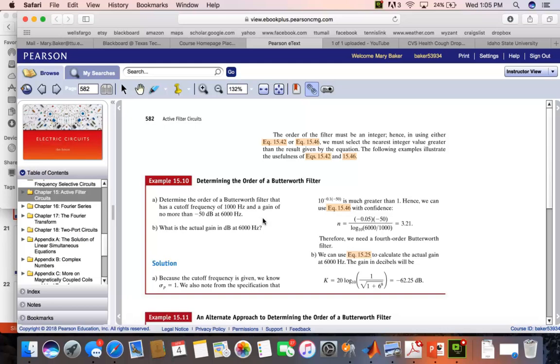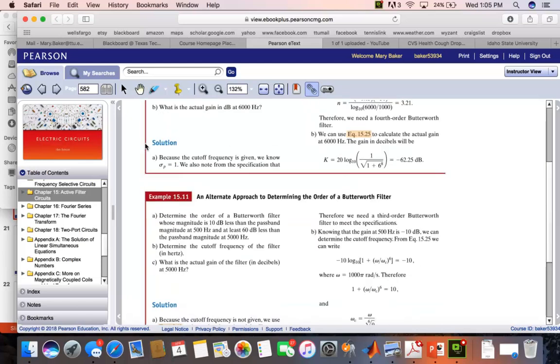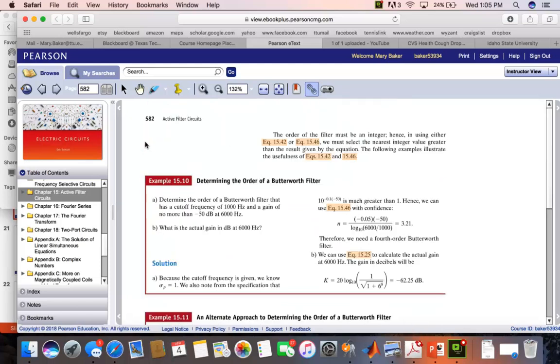So that is how you would determine the order of the Butterworth filter that would be needed to meet those specifications. This is a topic that is used in filter design and even to a lesser degree in design of digital filters to determine the order necessary of a filter to meet certain specifications.